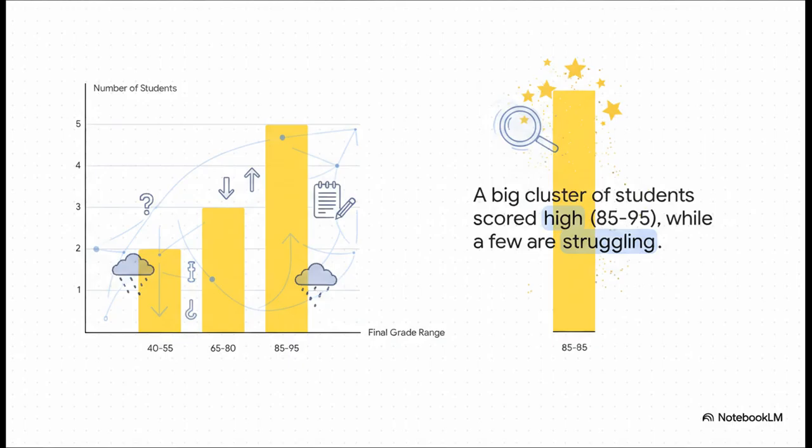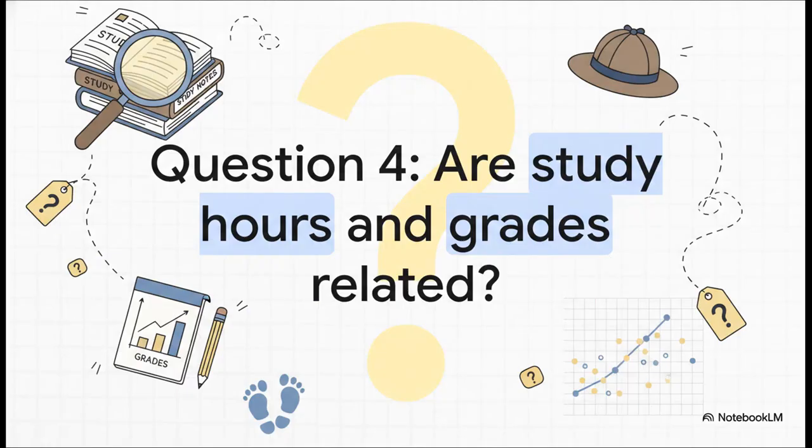You can immediately see a big cluster of students, 5 of them, scoring really high, up in the 85 to 95 range. But notice that on the other end, we've got a couple of students who are really struggling. This is our first real lead in this case. What's causing that difference? Well, this leads us to the most obvious question, right?